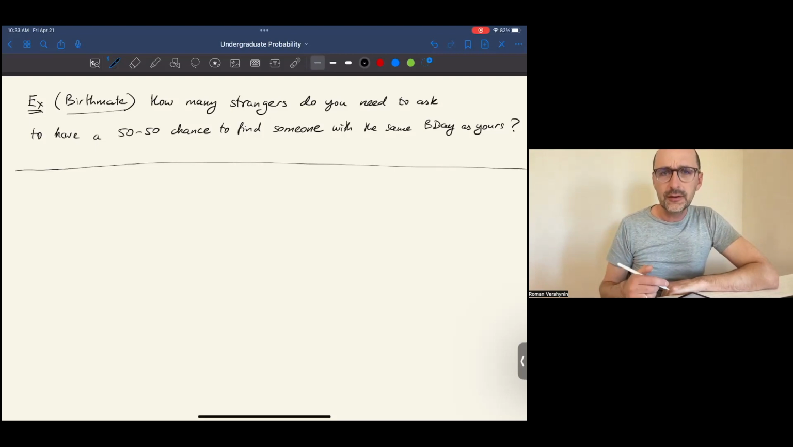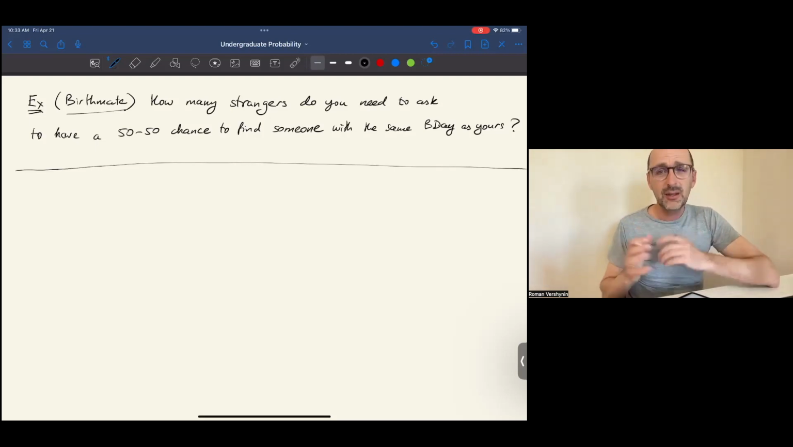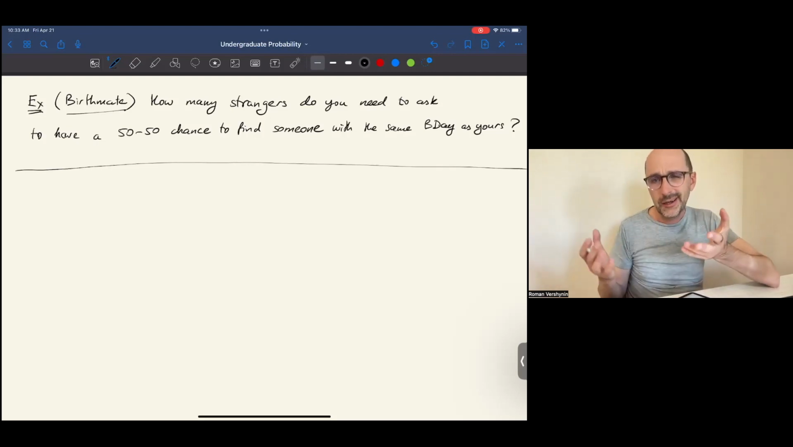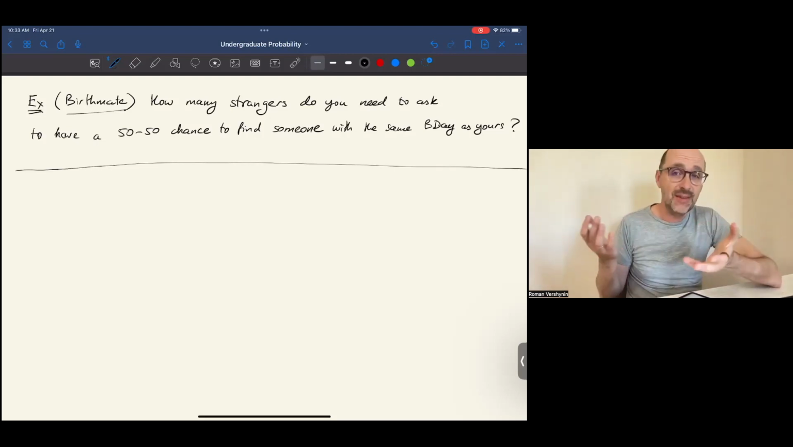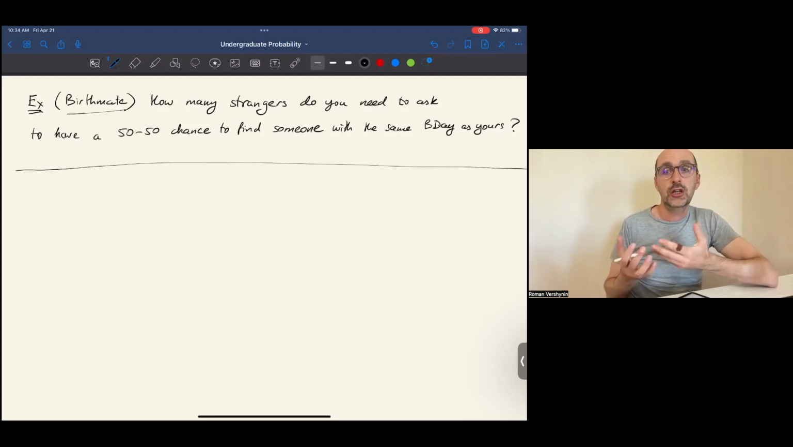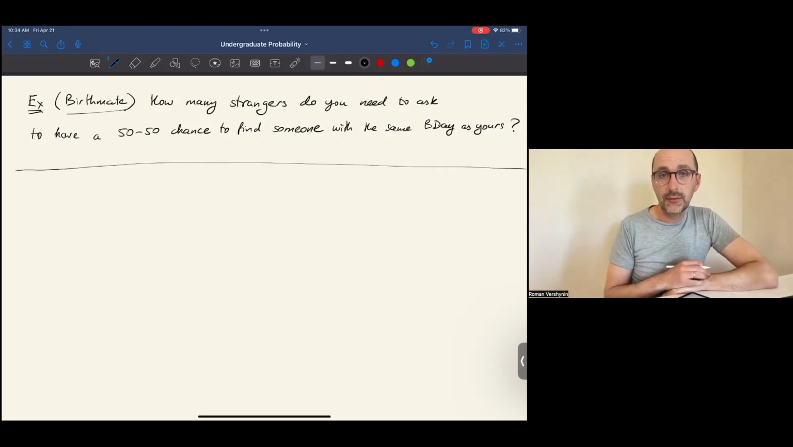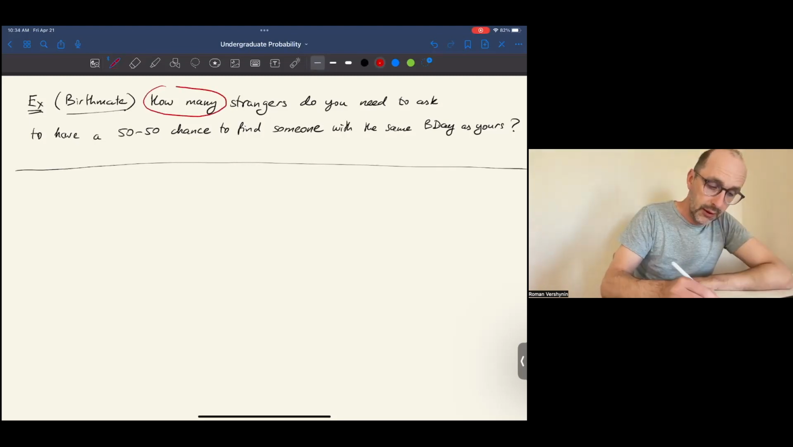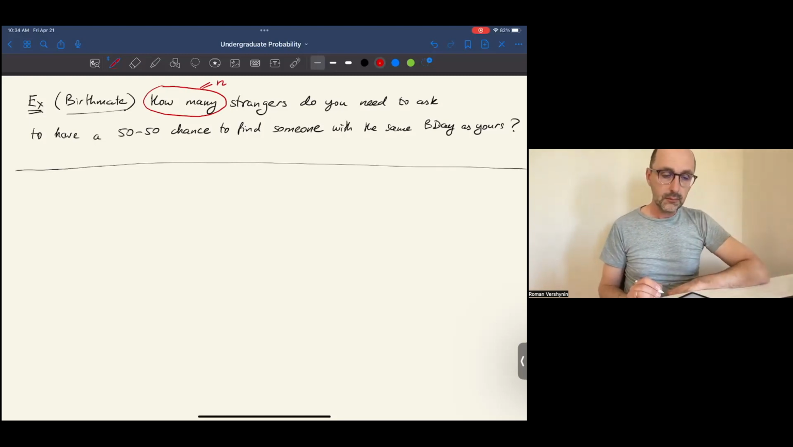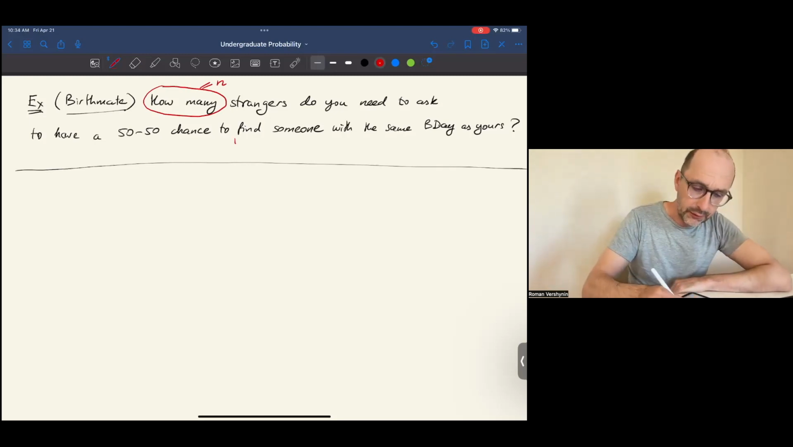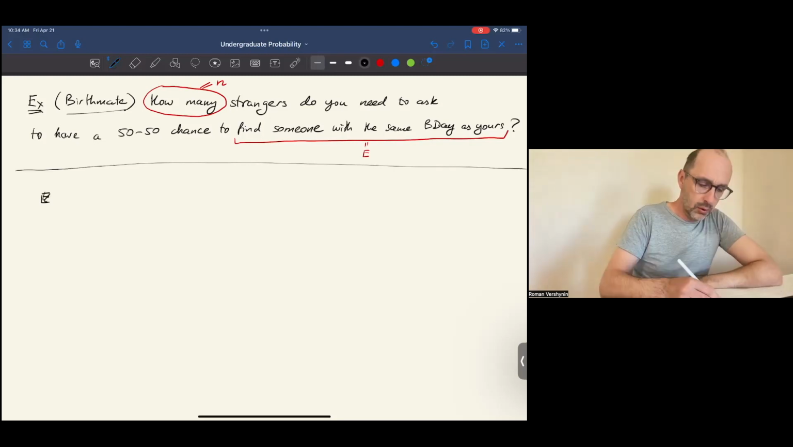There are 365 days in the year. So my feeling is that it's going to be in the hundreds. If you ask 365 people, then maybe there is a reasonable chance that some of them will be with the same birthday as yours. Let's find out. Let's denote this number by n and find it. We need to find someone with the same birthday as yours. Let's denote this event by E.